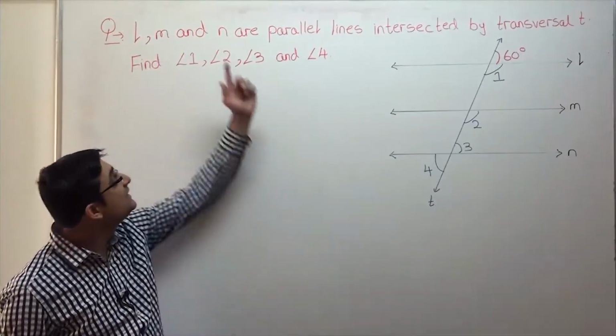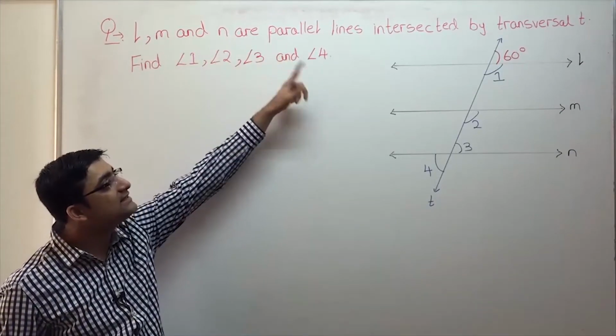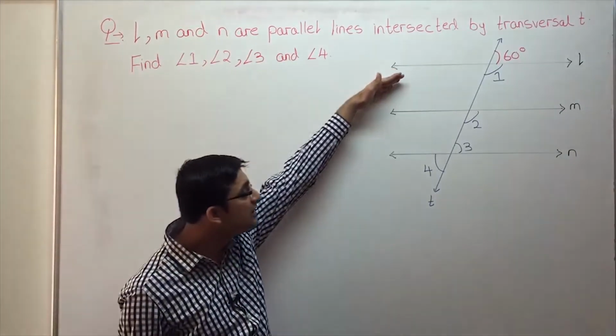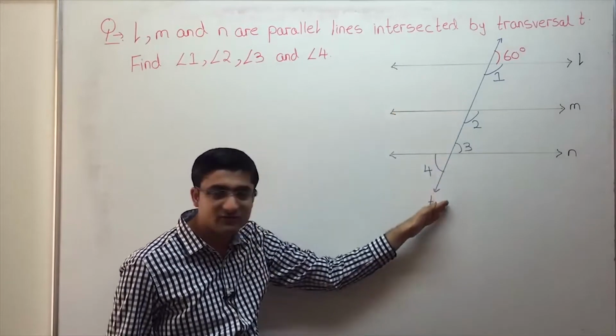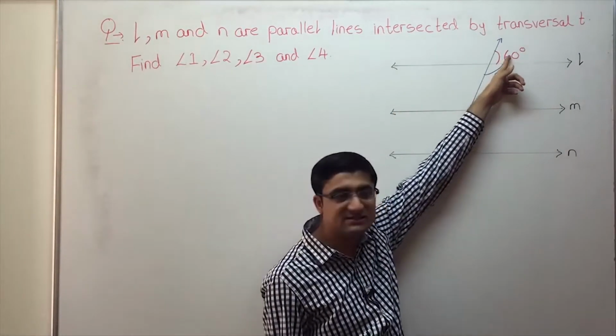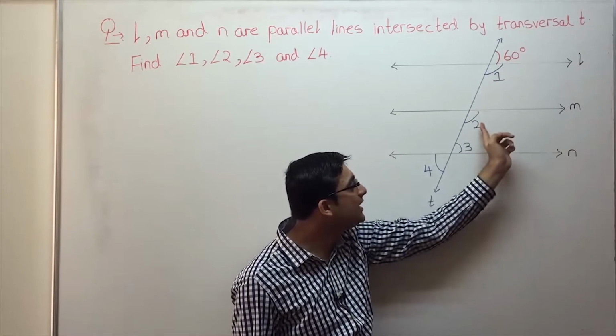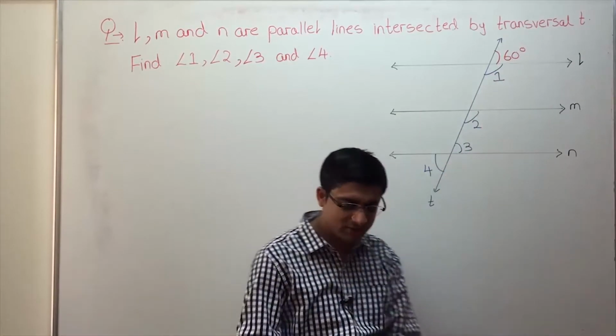So let's read the question. L, M and N are parallel lines intersected by transversal T. So here we have three parallel lines intersected by transversal T. We're given this angle is 60 degrees. We have to find angle 1, angle 2, angle 3 and angle 4. So let's begin.